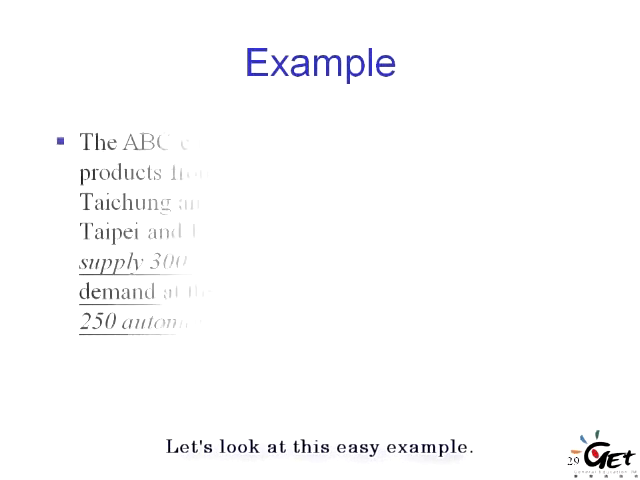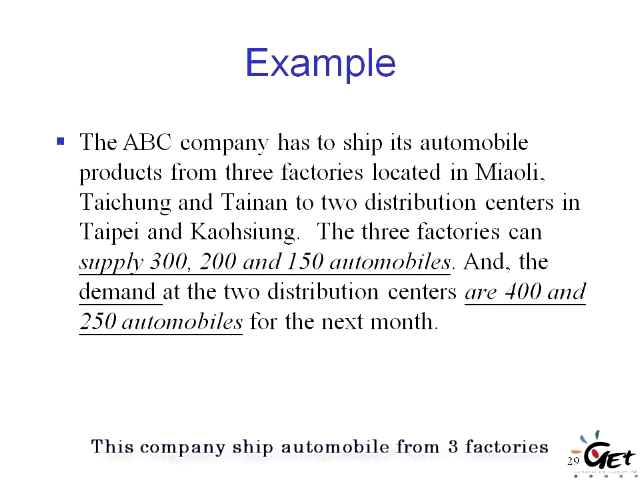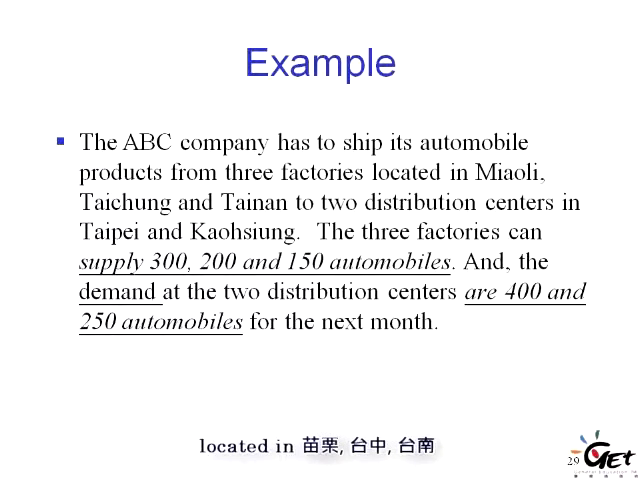Okay. Let's look at this easy example. This company ships its automobiles from 3 factories located in Miaoli, Taichung, and Tainan to 2 distribution centers in Taipei and Kaohsiung. These 3 factories can supply every month 300, 200, and 150 automobiles. The demand at the 2 distribution centers, Taipei and Kaohsiung, is 400 and 250 automobiles for the entire month.